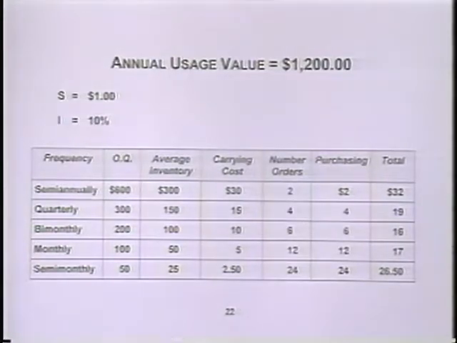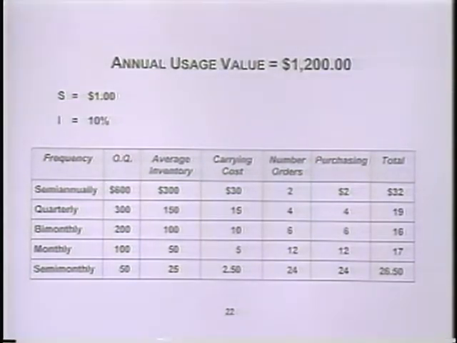Now, looking at the body of page number 22 and starting at the left-hand side, we've selected 5 different frequencies of purchase: semi-annually, quarterly, bi-monthly, monthly, and semi-monthly. Those frequencies of purchase are identified by the third column from the right, headed number of orders.